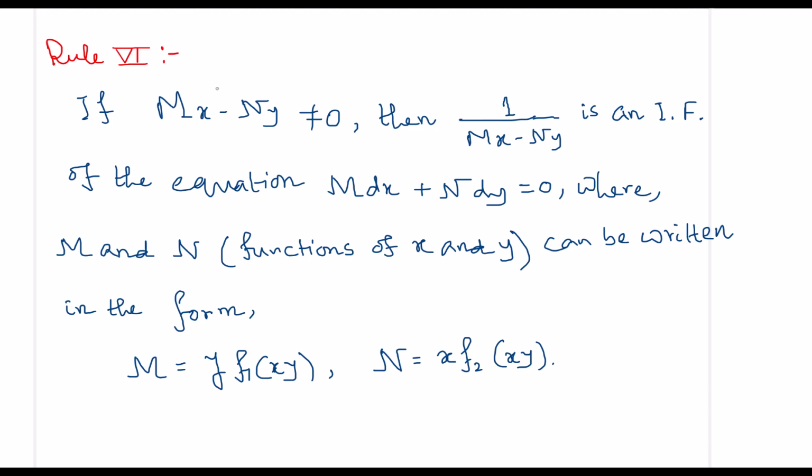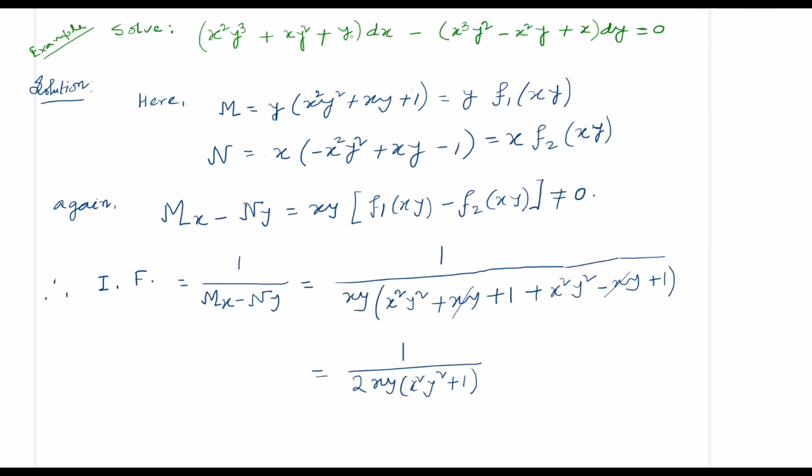So if we see m in this particular form and n in this particular form, then we shall use rule 6. Here from this problem we can write m like this, that is equal to y into f1(xy). We can take y out from this bracket and the remaining portion is a function of xy. Similarly, n equal to x into f2(xy).